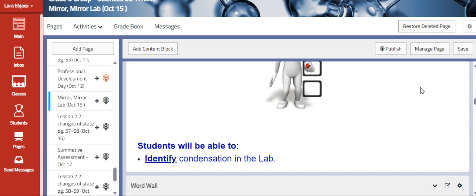So please, on Sunday, do not forget your lab coats. For this week's lab, we are going to identify condensation in the lab. The title of this lab is called Mirror, Mirror.